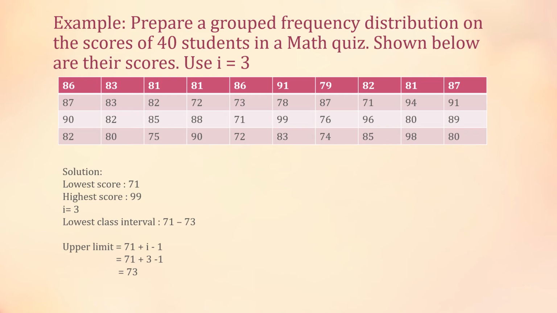So, the lowest class interval is 71 to 73. How did we get that? The lower limit is 71. To get the upper limit, 71 plus i minus 1. So, 71 plus 3 is 74, minus 1 is 73. That's why we get 71 to 73.